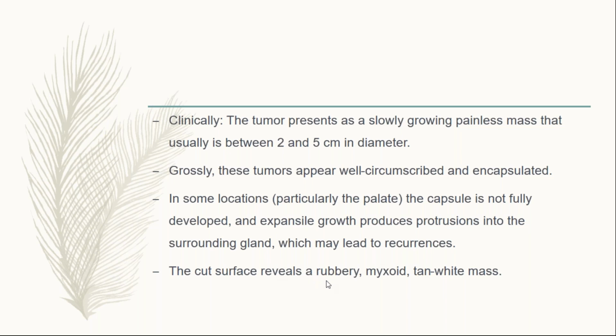Okay, the cut surface reveals a rubbery, myxoid, tan white mass. So we already discussed that pleomorphic adenoma is a mixed tumor, right? Mixed tumor means it consists of both epithelial and mesenchymal components. Because of the mesenchymal component, the cut surface is myxoid in nature. Or when we do a fine needle aspiration, we get a gray white mucoid material because of this mucoid consistency, the presence of mucoid tissue.